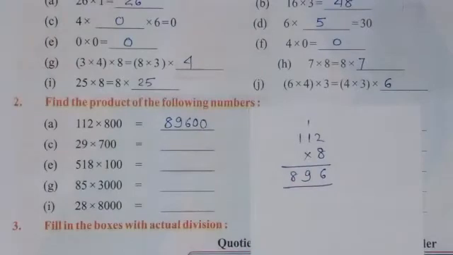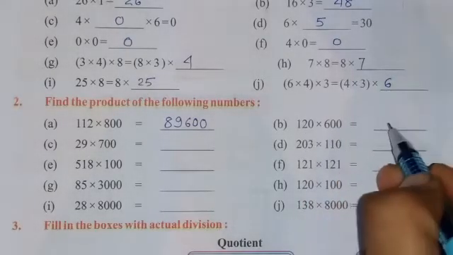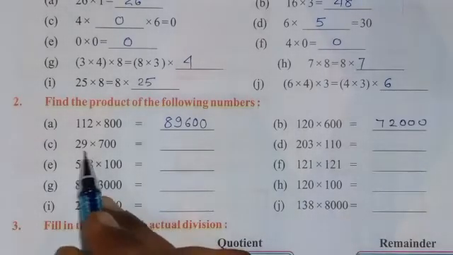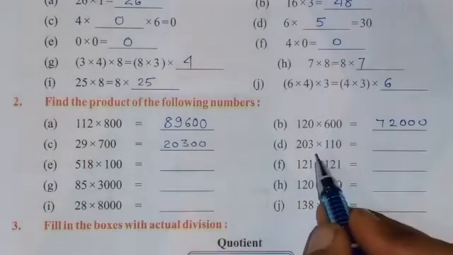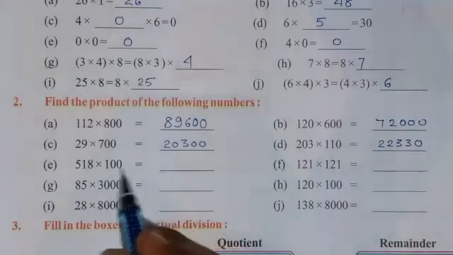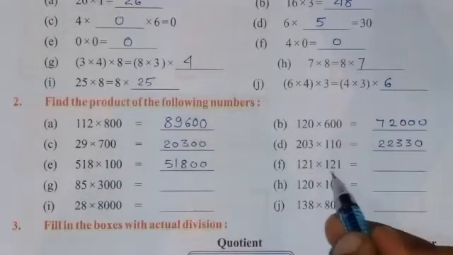So in this way we have to multiply all the numbers. Okay students, you have to multiply in rough. I am going to tell you the answers. After multiplying you have to match whether your answer is correct or not. So the answers: on multiplying these two numbers you will get 72,000. On multiplying these two numbers you will get 20300. On multiplying these two numbers you will get 22330. On multiplying these two numbers you will get 51800.